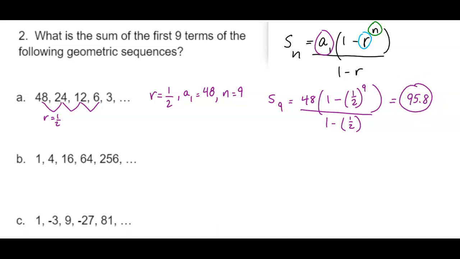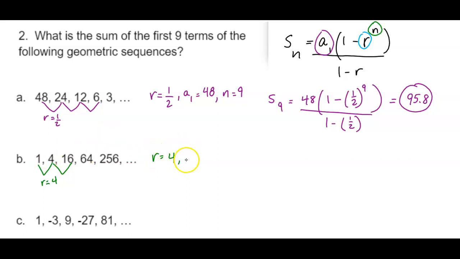2b is a little bit different in the sense that instead of our numbers going down as they were in 2a, now our numbers are going up. So we have to ask ourselves, what do I need to multiply 1 by to get 4? Well, I'm pretty sure I have to multiply it by 4. To go from 4 to 16, I have to multiply it by 4 as well. So our ratio is going to be 4 for this example. We're multiplying by 4 every time to get each term in the sequence. So we know our ratio is 4.